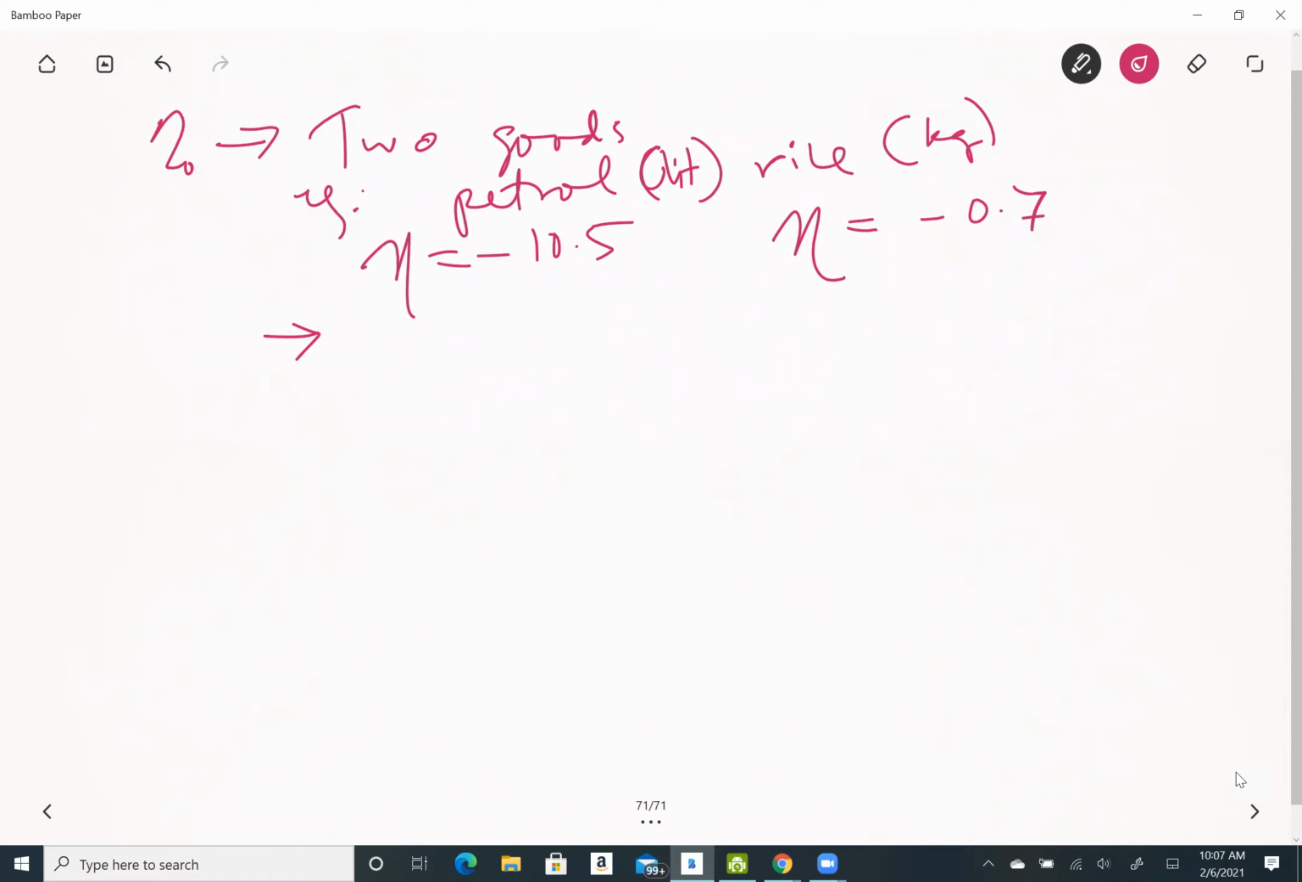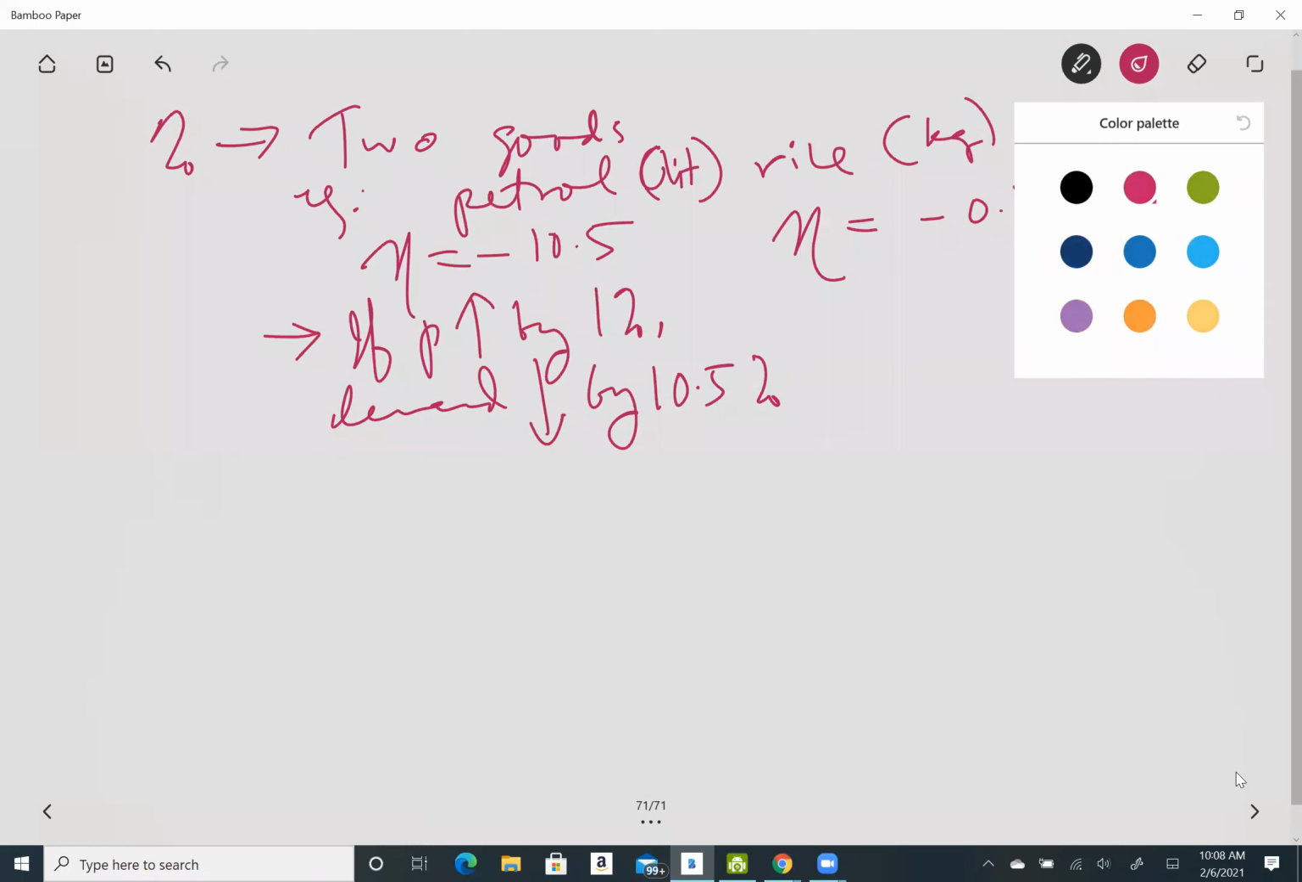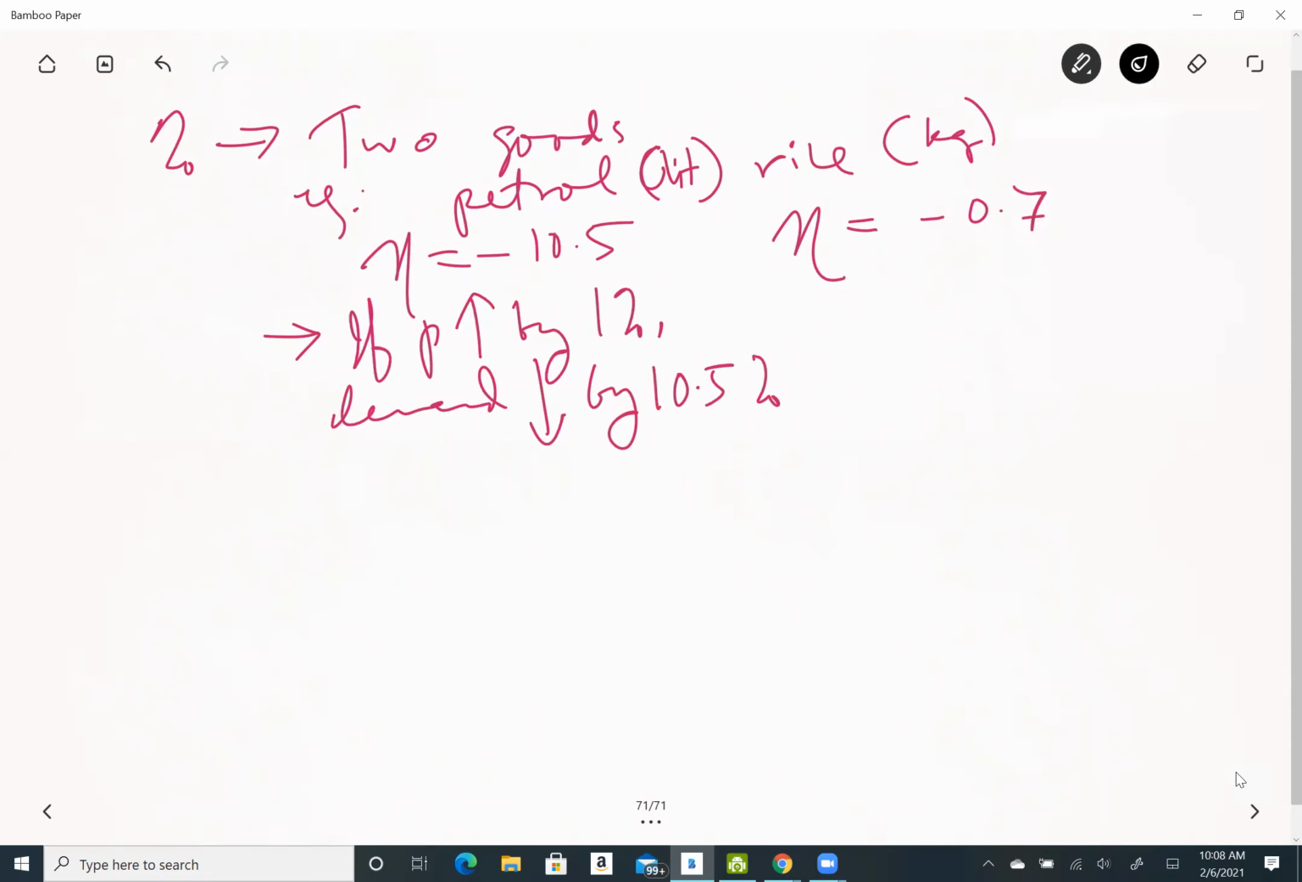Okay, everybody got it? So if the price of petrol goes up by 1%, then the demand for petrol will go down by 10.5%. Either you say the price goes up, or if the price goes down, then the demand will go up, because of the opposite movement. So that's it. Okay, good.